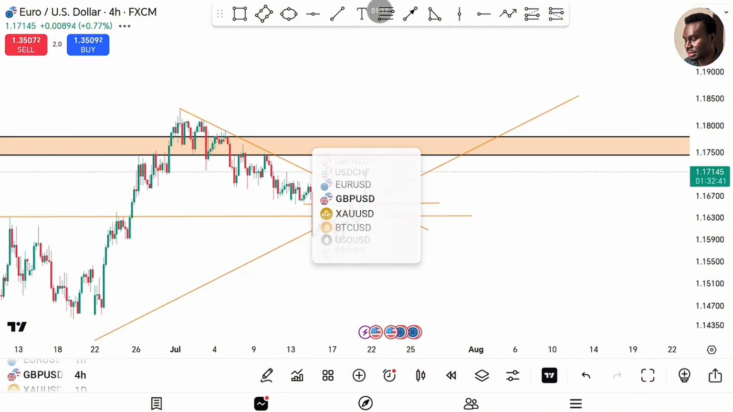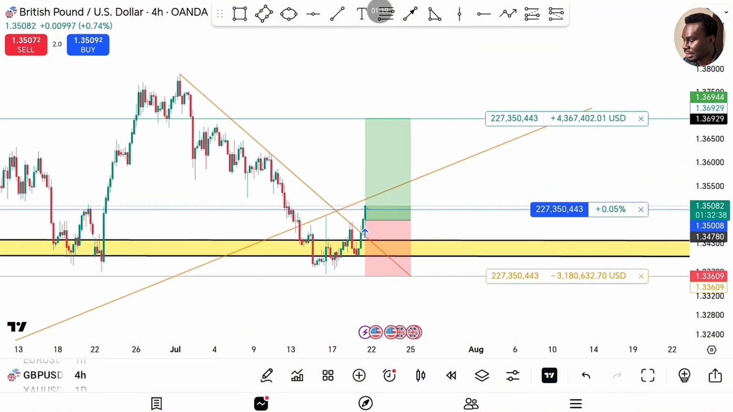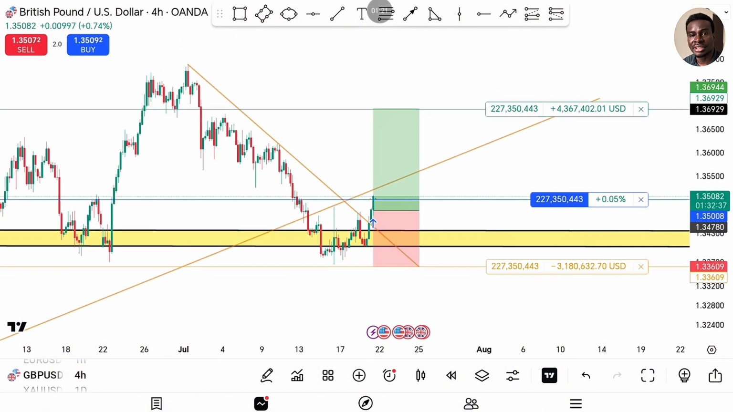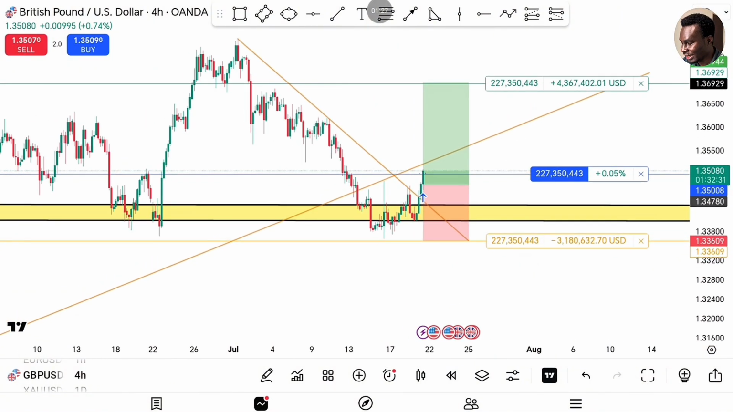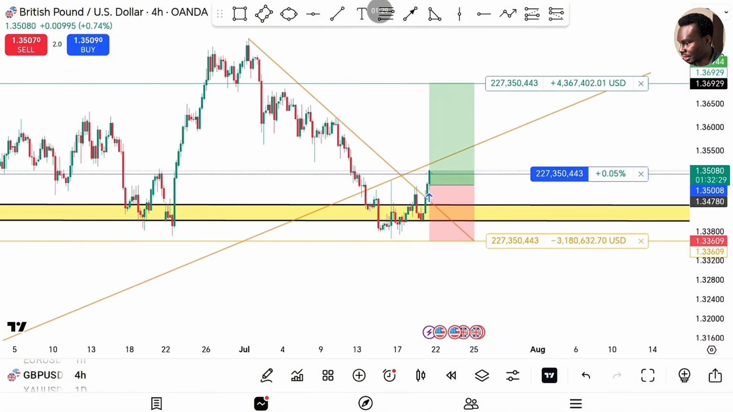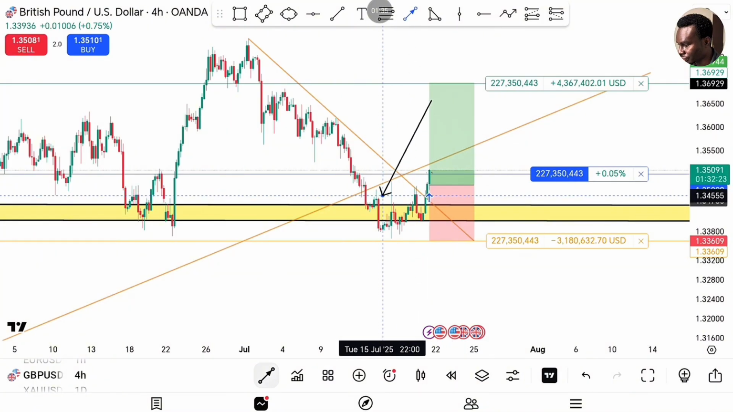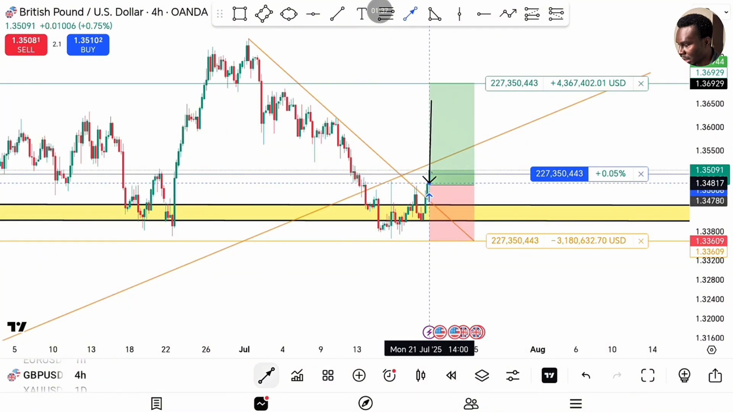Let's go over to the next pair we have, which is GBPUSD. Now GBPUSD is the one that I've actually taken a trade in because it gave me a better risk to reward ratio on this. So GBPUSD broke nicely above our counter trend line, like you can see here. So there was a clean break above this counter trend line. Not only was there a clean break, there was also a break of structure right about here. So that's where we jumped in.